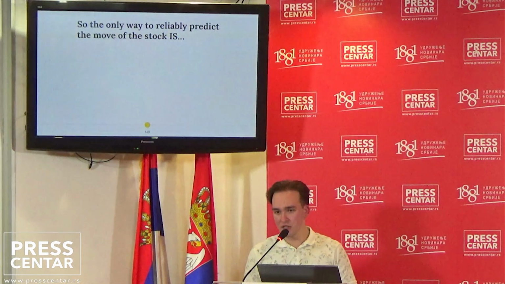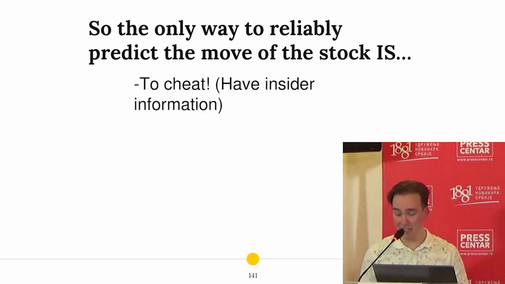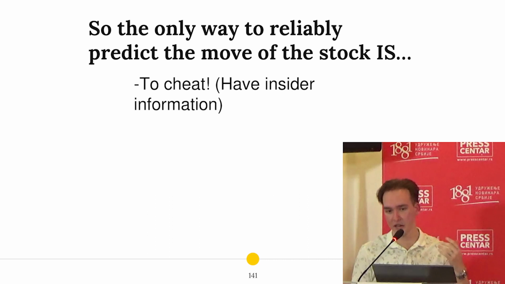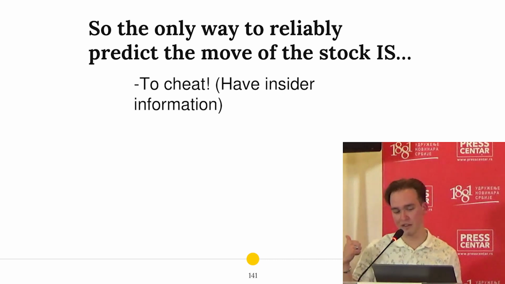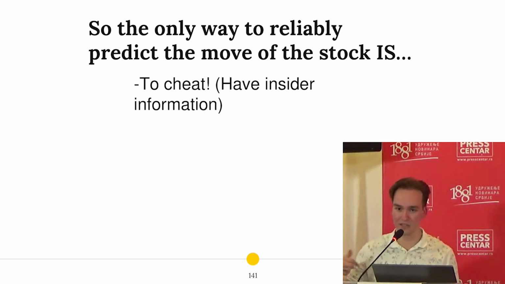So, what's the way to predict the stock? Well, it's to cheat. Basically, if you want to know where the stock goes, the only reliable way to do so is to be high up in that company and have some insider information that the public actually doesn't have. So that's your edge. Of course, this is illegal. So what you want to do here is, if you are in a high position, then you don't buy the stocks. You tell your nephew to buy the stocks or something, because he's not tied to the company.